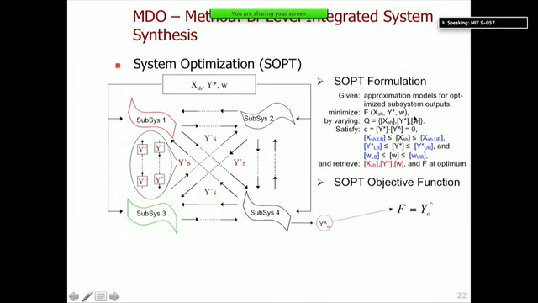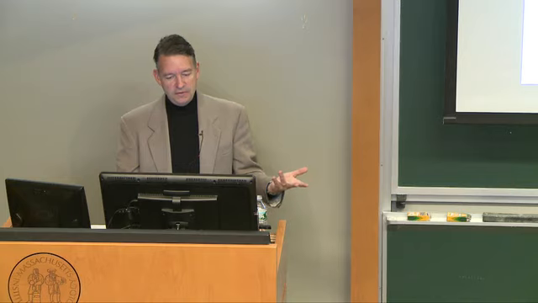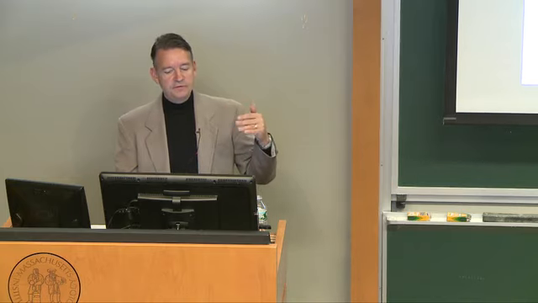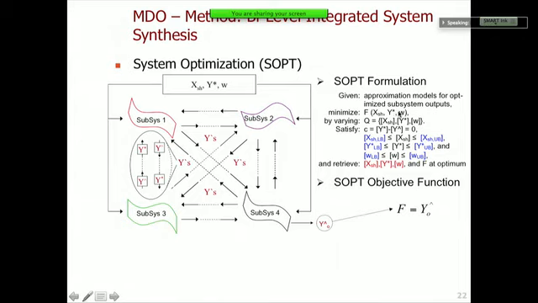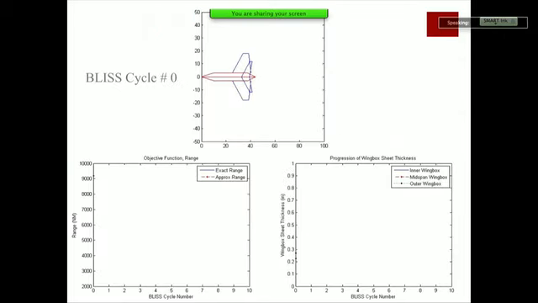We want to minimize some objective function, f in this case, which is a function of our shared variables, our relevant outputs y star, and the weighting factors. The omega, not the omegas, the w's, which are the weighting factors given to each of the subsystems. And we, of course, have to satisfy constraints at the system level. So let me show you an example of what this looks like.